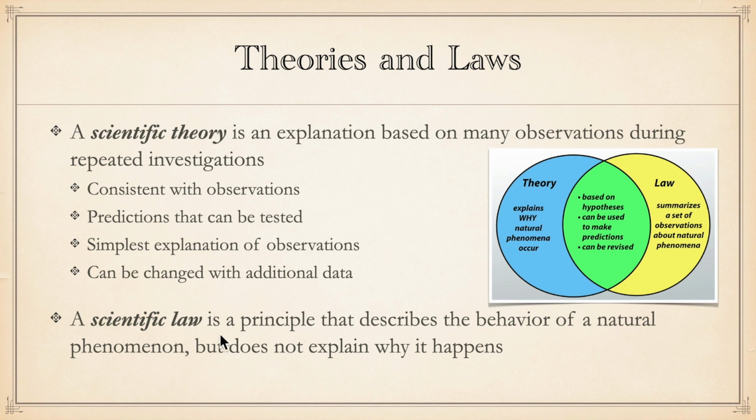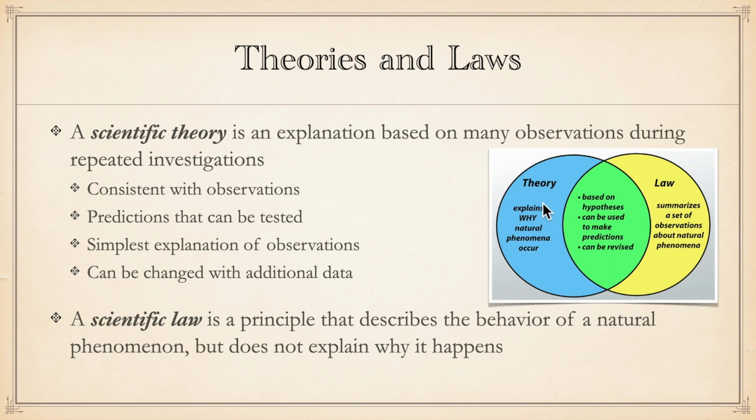A scientific law is a principle that describes the behavior of a natural phenomenon, but does not explain why it happens. So the big difference really between a theory and a law is a law just describes something that happens, but doesn't really say why it happens. We just know that it does happen. Whereas a theory, we have an explanation. We have a mechanism underlying that we could say this is why this happens.